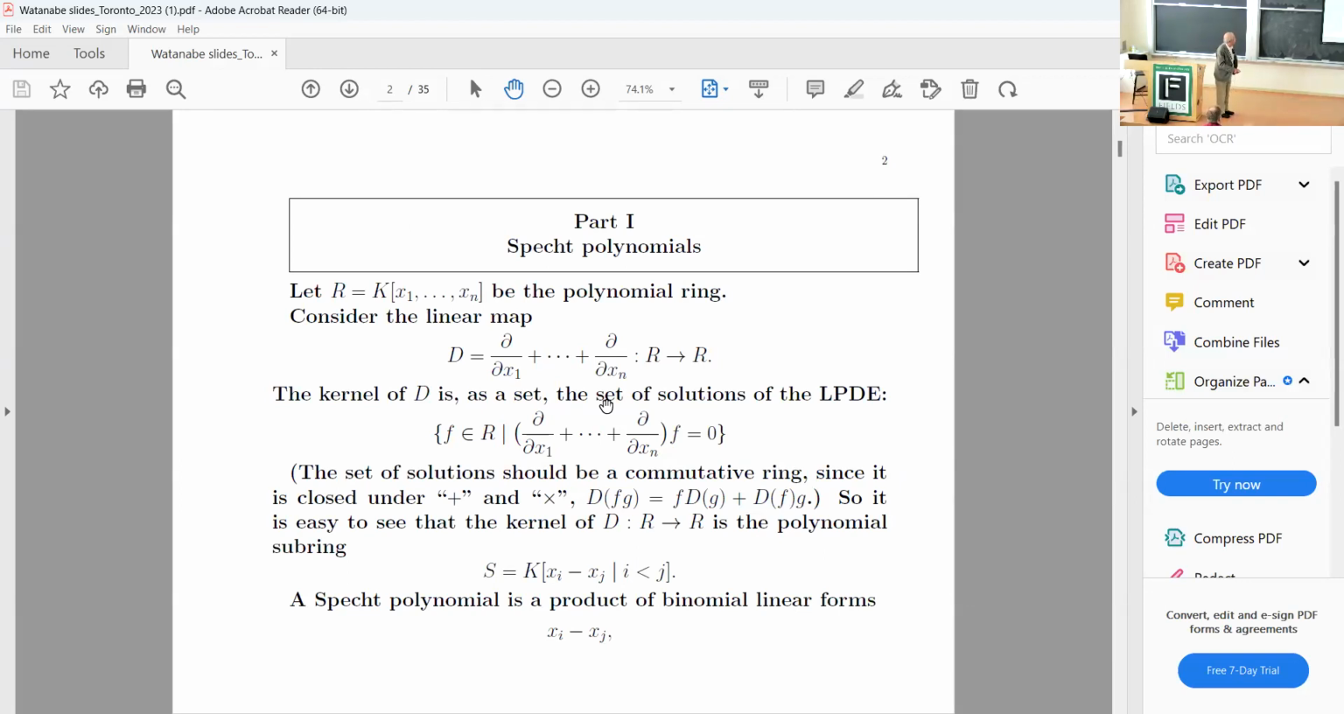So the set should be a commutative ring. If you know it, it's easy to make computations to know the kernel. It is a commutative ring because it is closed under plus and multiplication, because we have this very well-known equality. So it's only a matter of knowing the generators for it. So it is clear that the ring of invariants, the set of solutions, is this subring of the polynomial ring. And I'd say that any product of this kind of linear forms is a Specht polynomial.